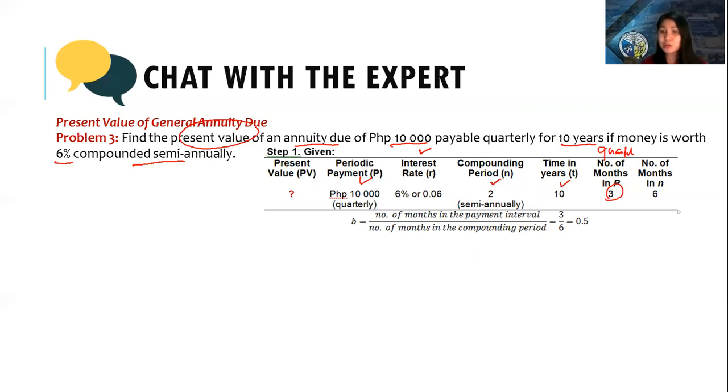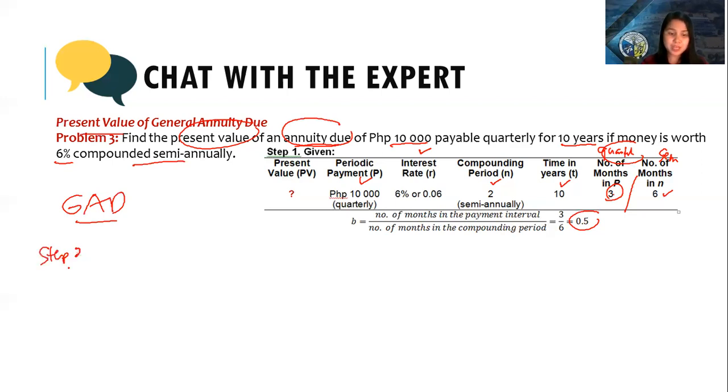Our n is 2. How many months are there in n? That's 6 months. So B is 3 over 6. That's 0.5. Remember that it's compounded semi-annually and the payment is quarterly. So it's a general annuity. And it's mentioned it's an annuity due. So it's a general annuity due. We're looking for the present value.